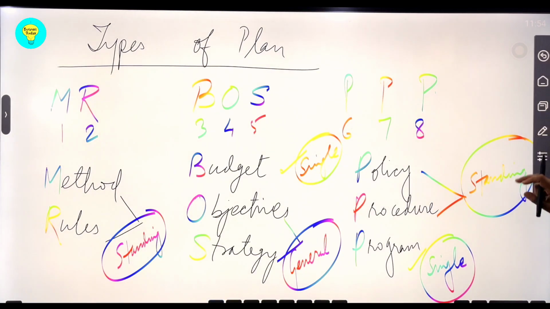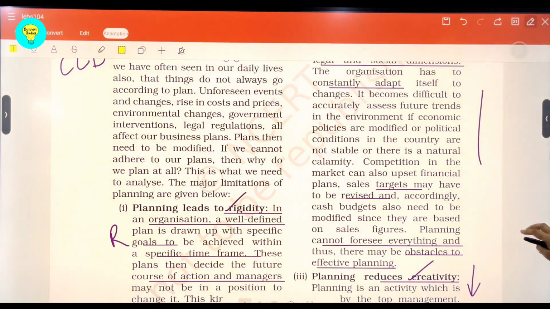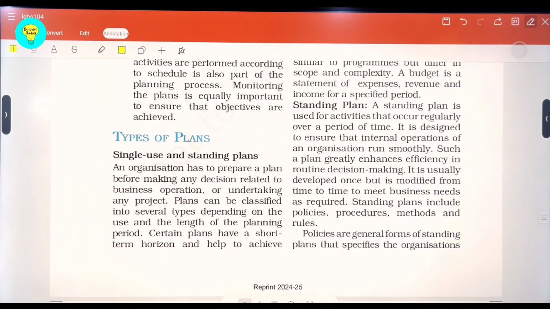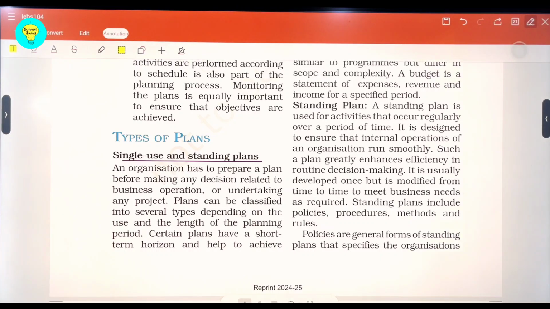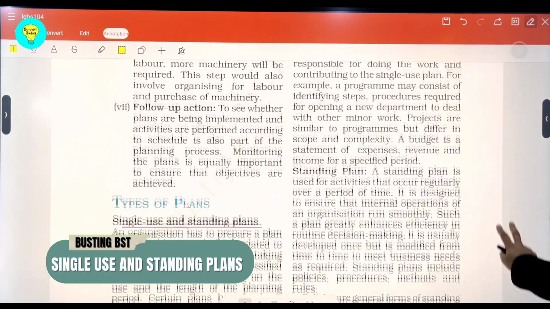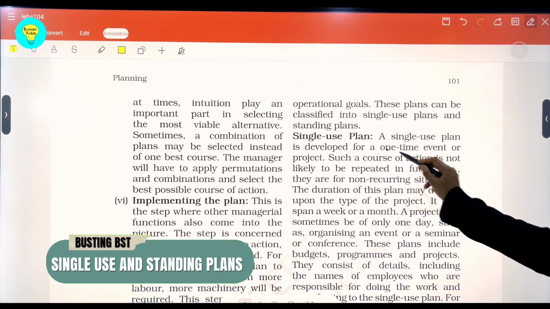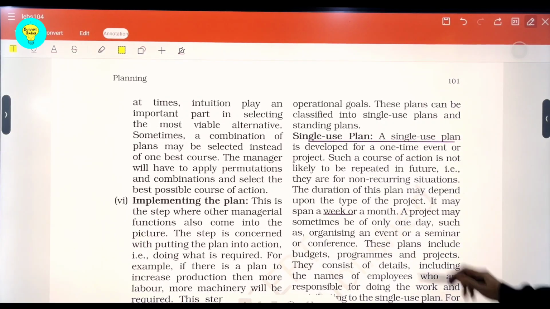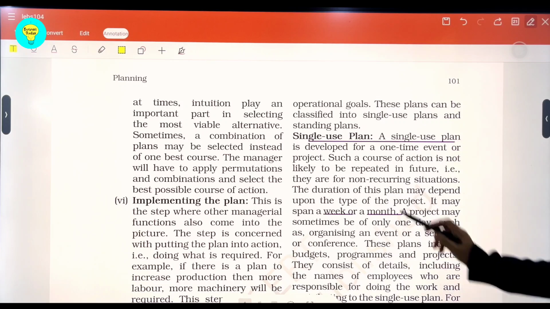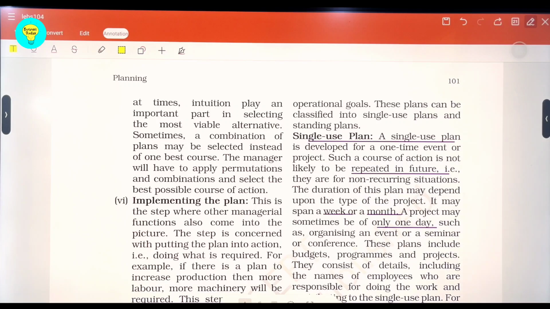So now from NCERT we are going to see how the explanations we are supposed to give for the different types of plan. And in types of plan, first of all, the book is clearly talking about the single use and standing plans. Single use means just for one use, as the name suggests. So here that one time event may expire in a week, in a span of a month, or maybe on a single day. So generally these are not repeated in future, and they are used in non-recurring situations which do not get repeated.